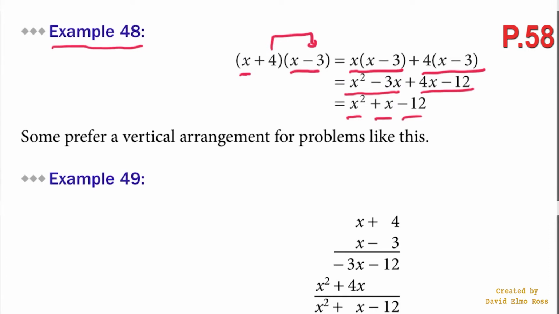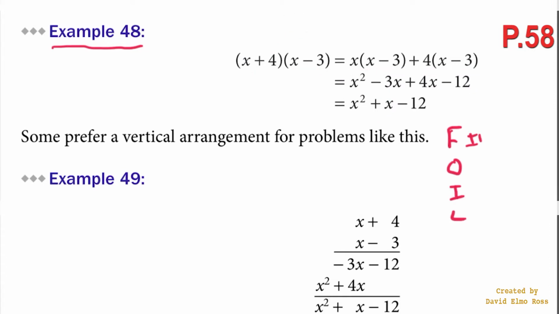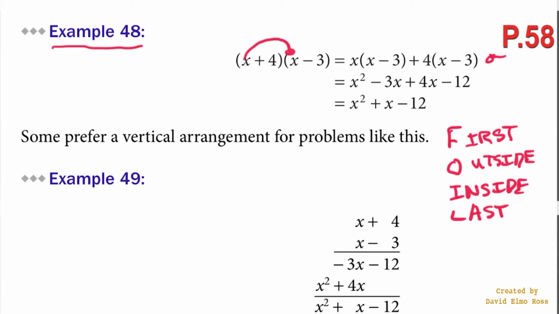Now there's another way to do this, and that's called using the FOIL method. That means first, outside, inside, and last. So we can basically skip this step here, if you want, by saying first, which is x times x, which is x squared. And then if we do outside, that's x times minus 3 to give us minus 3x. Then we do inside, which is 4 times x, and then we do the last terms, which is 4 times minus 3, which is minus 12, and again, we end up with the same result.